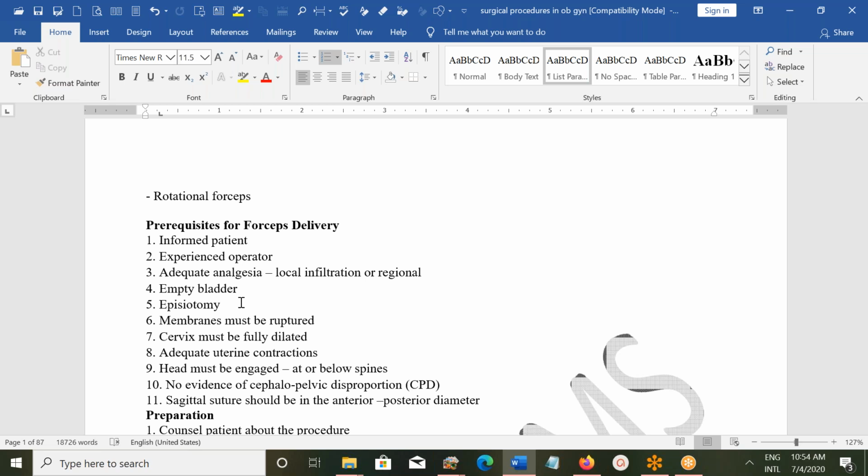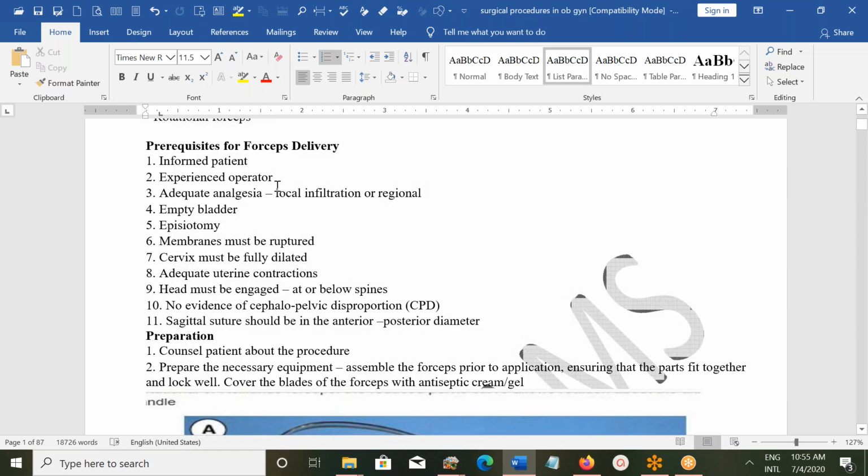Even non-rotational forceps between +1 and +2 should be conducted inside the OR because they are associated with a higher chance of failure, so they should be carried out in the OR, where you can immediately have recourse to cesarean section. There are certain prerequisites for forceps delivery, like informed consent from the patient, an experienced operator should be present, and adequate analgesia should be available, like local infiltration or regional analgesia.